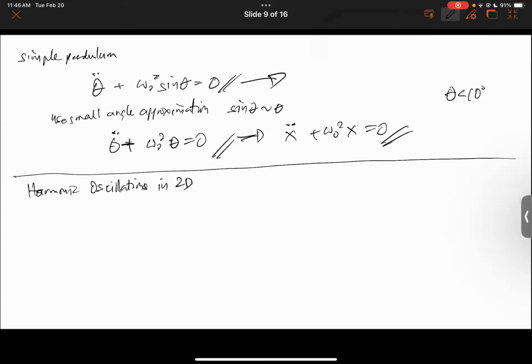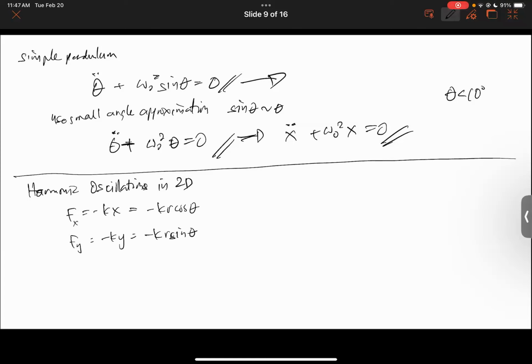In 2D, which means we consider forces acting along the x-axis and forces acting along the y-axis. So along the x-axis we have negative kx, and if we use spherical coordinates, then this will be kr cosine theta. And along the y-axis, this is negative ky. Then in spherical coordinates, this is kr sine theta.